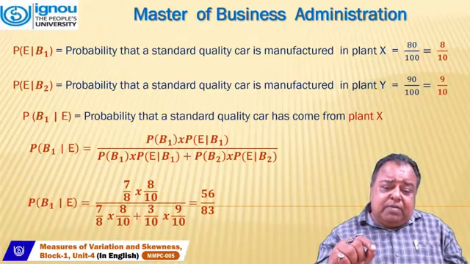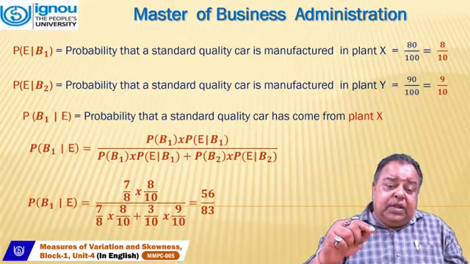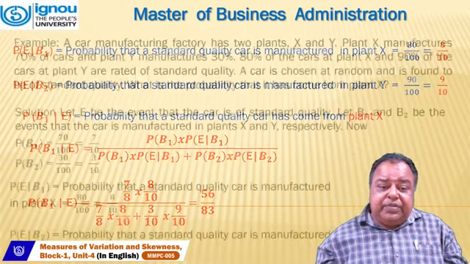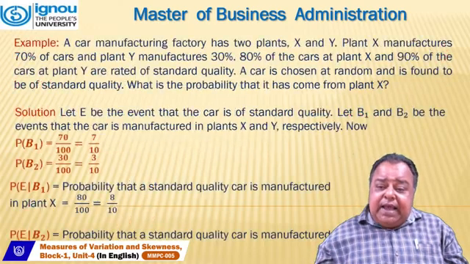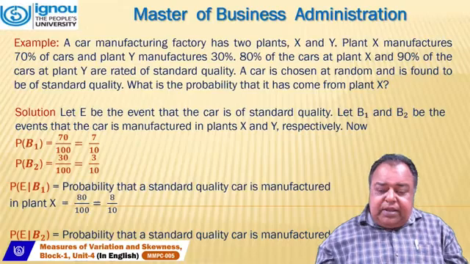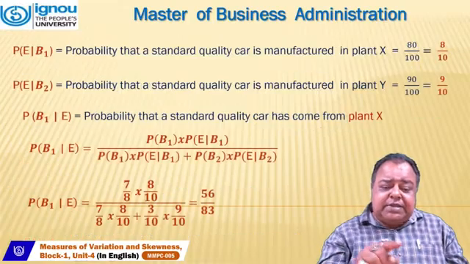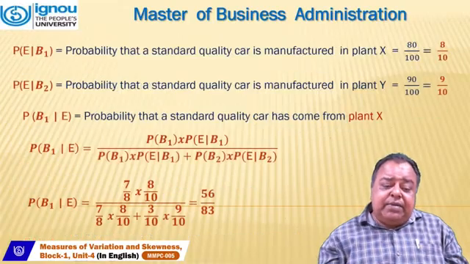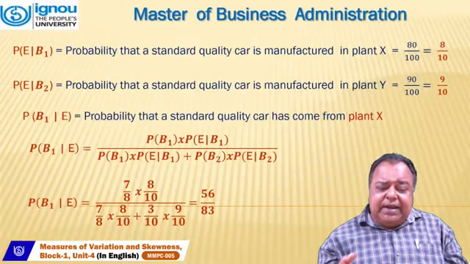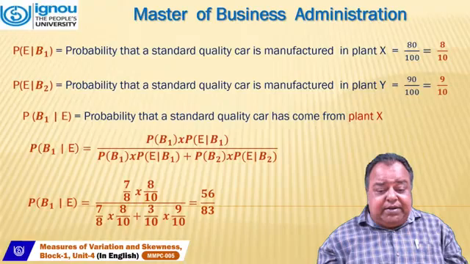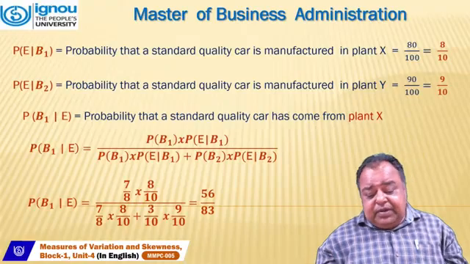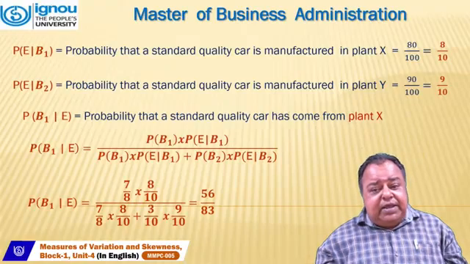Now similarly, in this problem, if the question is the probability that it has come from plant Y, what will we change? We will simply change the numerator. The numerator that is 7 by 10 and 8 by 10 will be replaced by 3 by 10 and 9 by 10. And the answer can be evaluated.